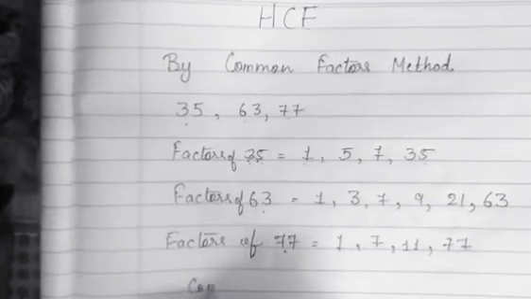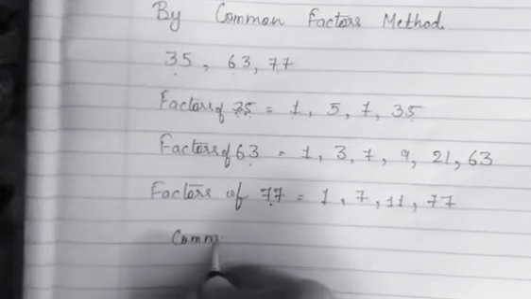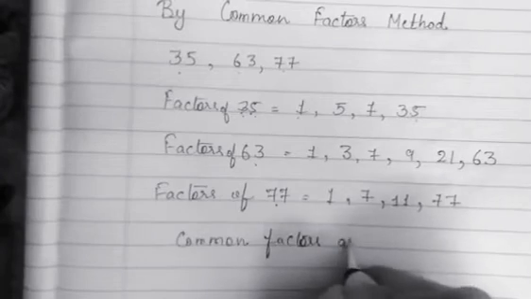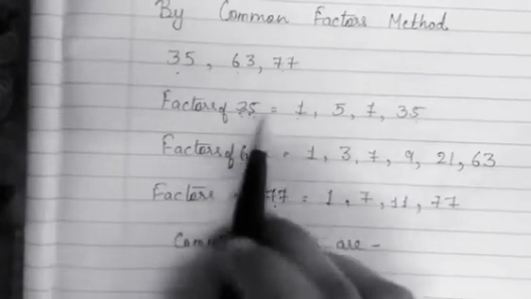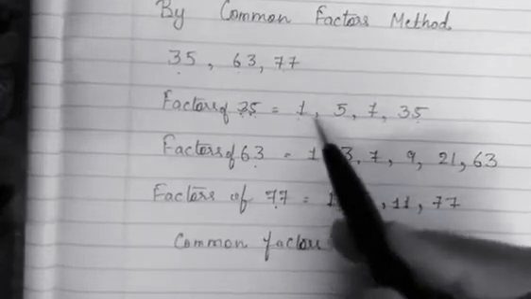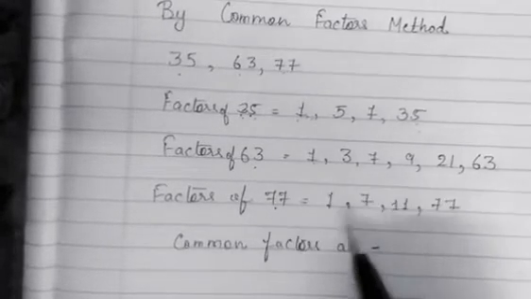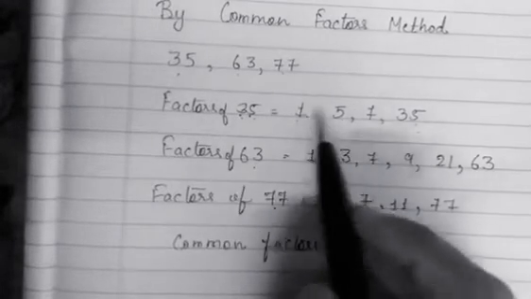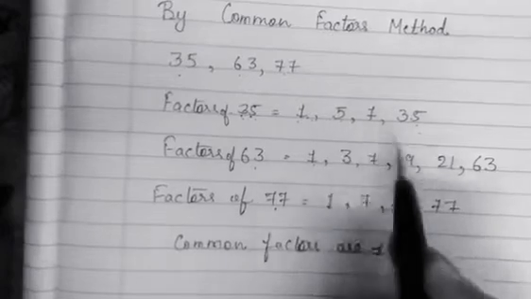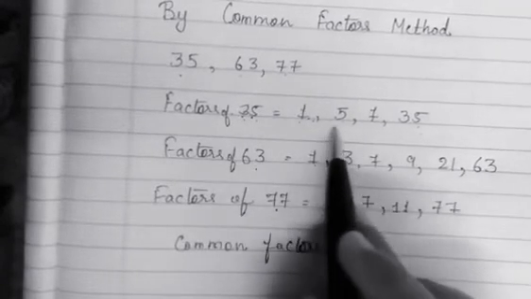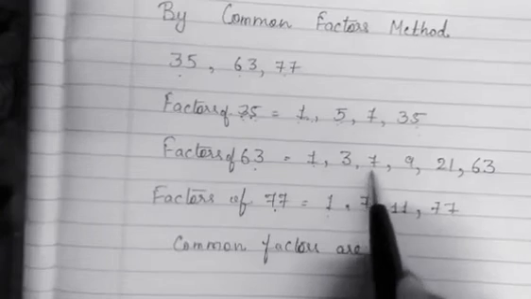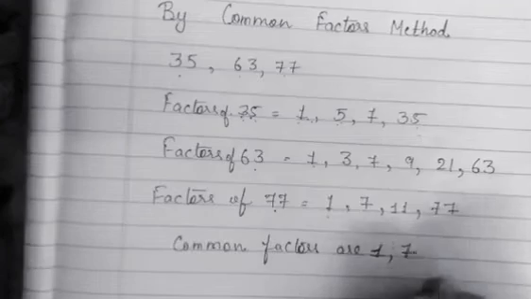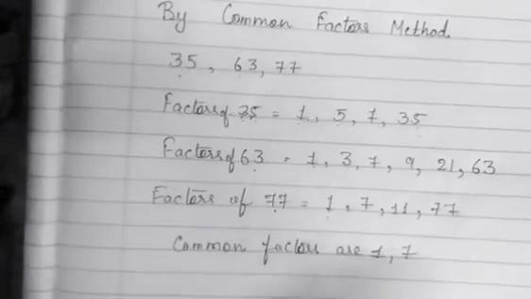So the common factors are, common factors means which numbers are the same. Here is 1, here is 1, here is 1. So it is a common factor. Write here 1. This one has 5, this one has 5, but the third does not. So this is not a common number. Here is 7, here is 7, here is 7. So 7 is common here. So no other number is common.